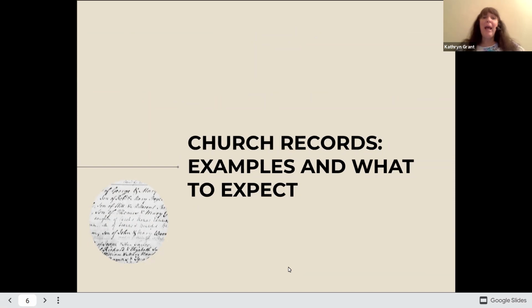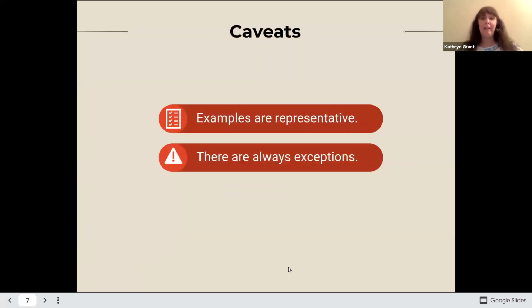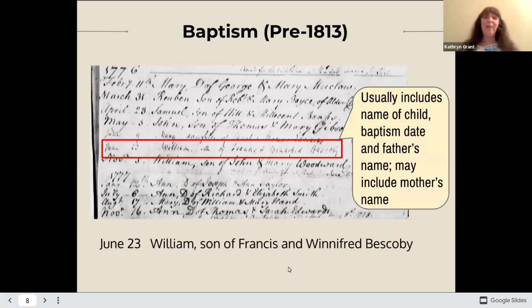Let's look now at some examples of church records of each of the types and what you can expect. I did want to list a couple of caveats here, and that is that the examples are representative, but there's always going to be exceptions. So they're not hard and fast rules. So here is our first example.